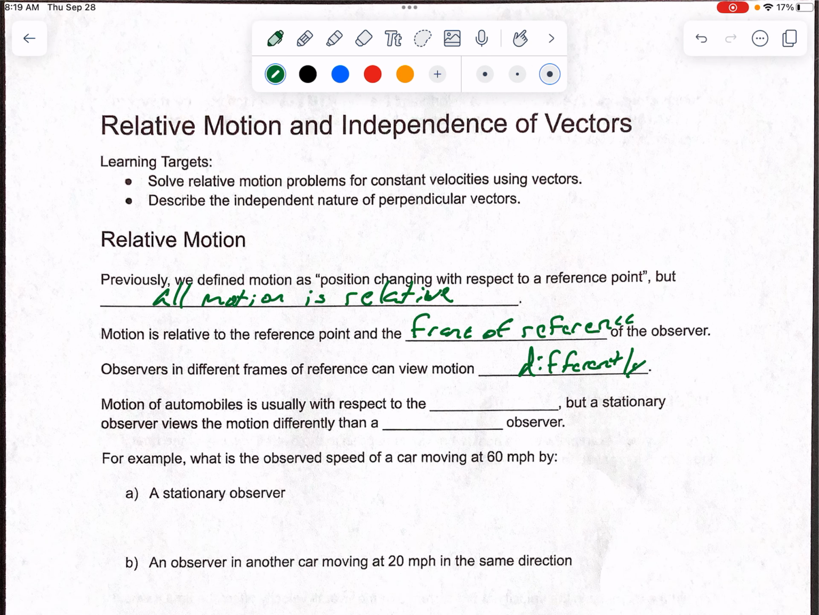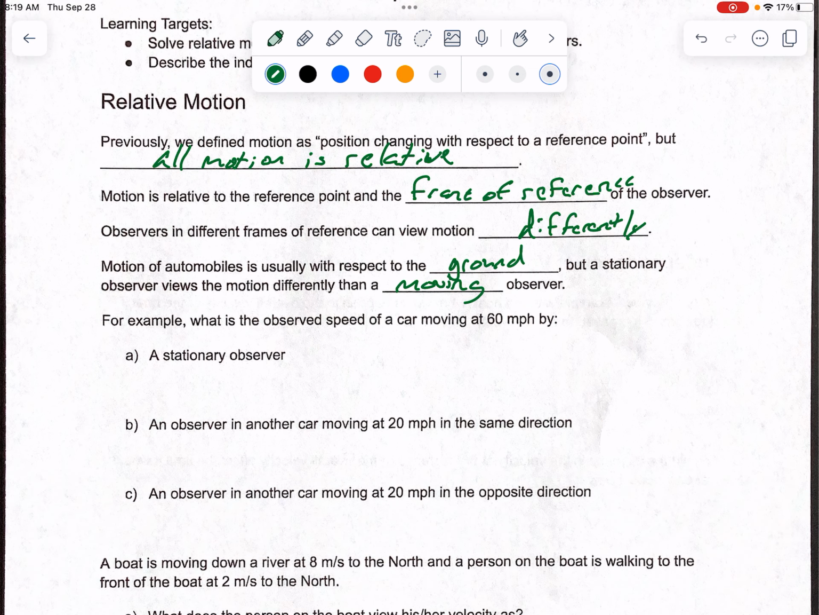Now, motion of automobiles is usually with respect to the ground. So when we see a car drive by, we're comparing it to objects that are around it, especially the ground because it's stationary. But it's going to be viewed a little differently for a moving observer. So we'll take a look at an example.